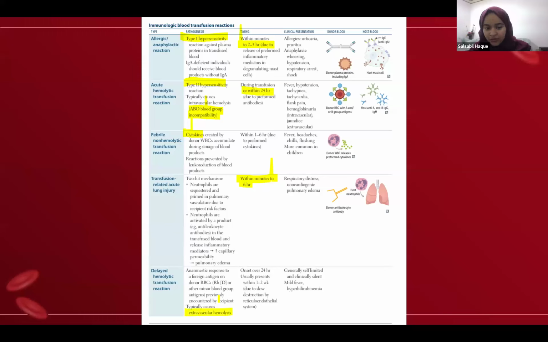This causes extravascular hemolysis, and it happens after a day after a transfusion. Okay, but it is generally self-limited because it's usually due to minor antibodies on the RBCs. So this causes a self-limited delayed hemolytic transfusion reaction, and this usually presents within 1 to 2 weeks. You can also see hyperbilirubinemia.